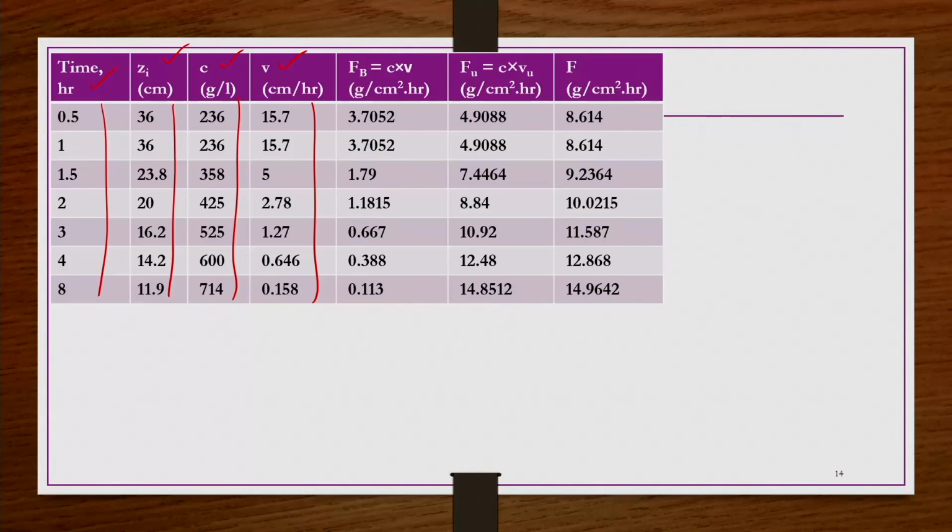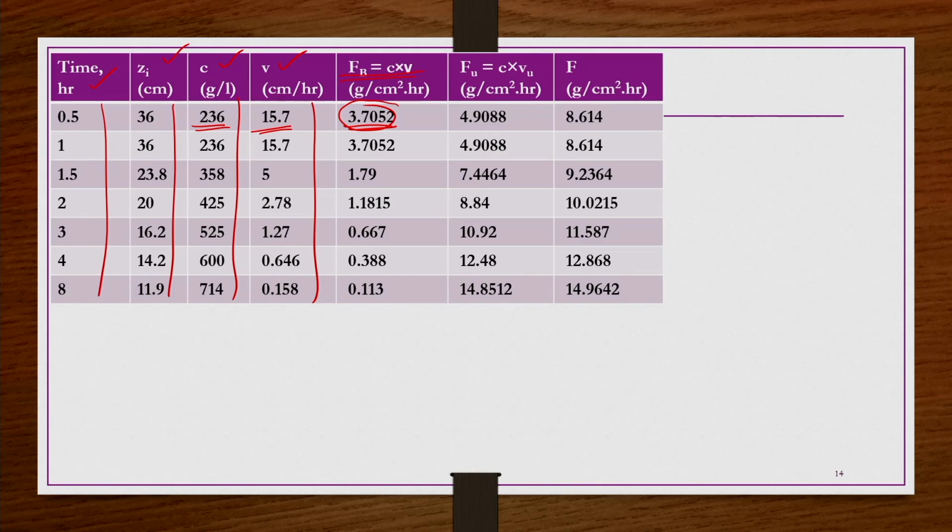This we have already done. Now here FB is nothing but C into V. So 236 multiplied by 15.7, that comes out to be 3705.2, something like that. That would be in liters. But we have to convert this from liters to centimeter cube. So if you divide by 1000, you will get 3.7052 gram per centimeter square hour as the batch flux.